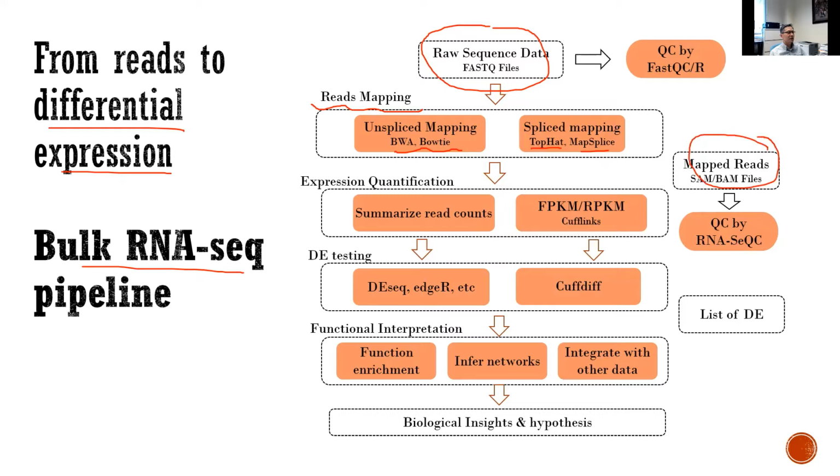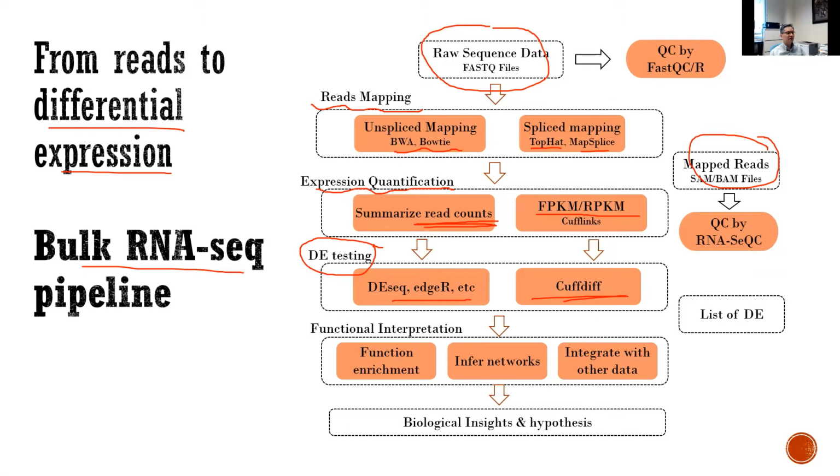And then you can do expression quantification. Basically, you count how many reads were mapped to each different gene. And then you normalize it, using either FPKM or RPKM. Then once you have this read count matrix from more than one sample, you can conduct differential expression tests using some R package or Cuffdiff. This is another R package.